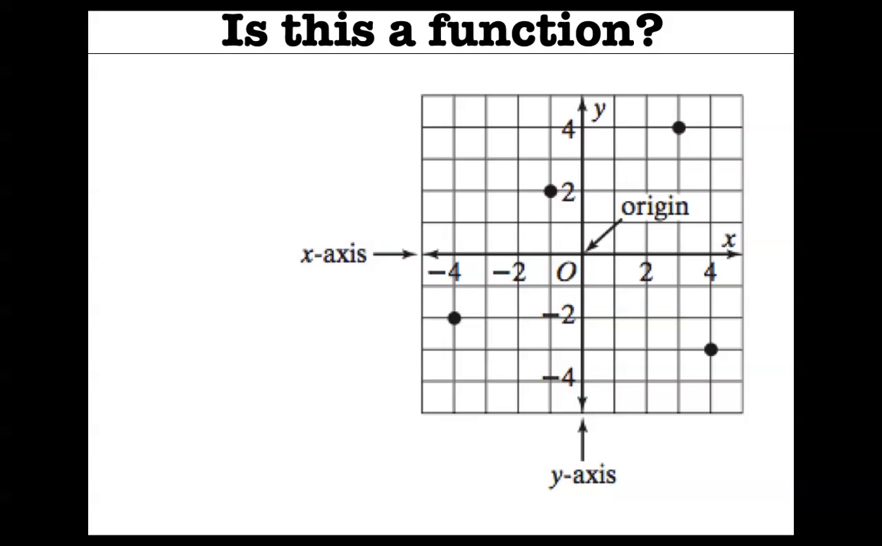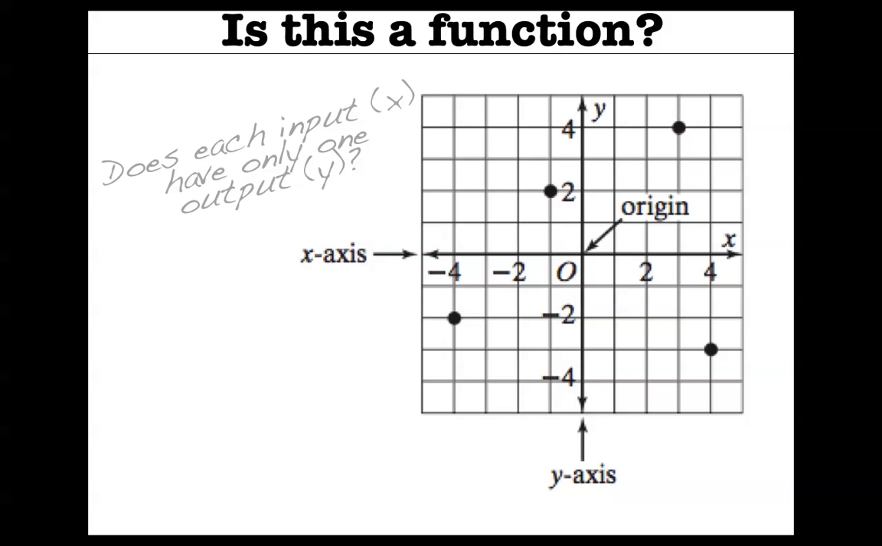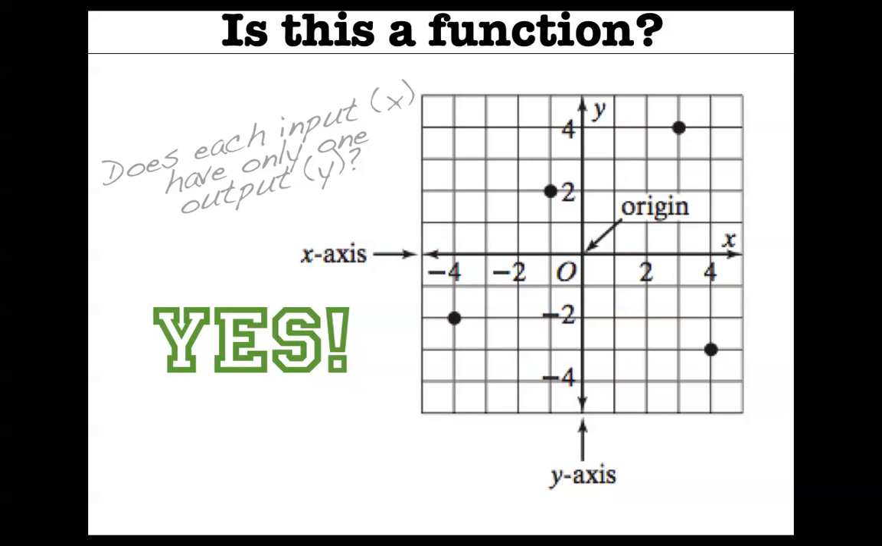All right, so is this a function? If you look at this graph and you look at those 4 points, well, if you plug in negative 4 for x, you can see that the y would be negative 2. And if you plug in negative 1 for x, you get positive 2 for y. If you plug in 3 for x, you get 4 for y. And if you plug in 4 for x, you get negative 3 for y. Those are each one output for each input. So does each input have only one output? Yes. That is a function.